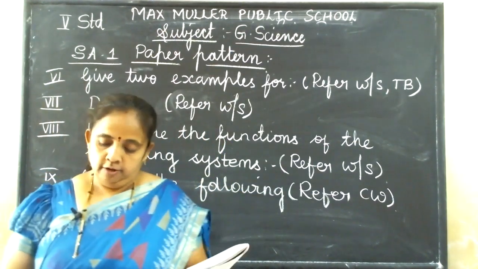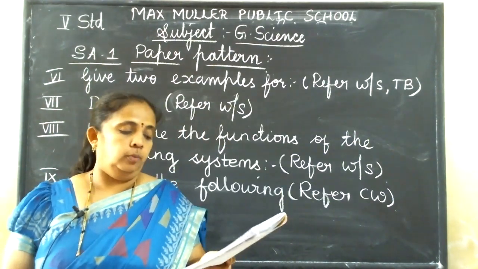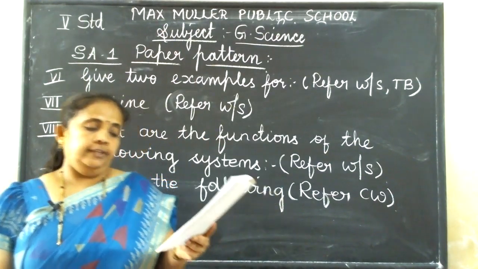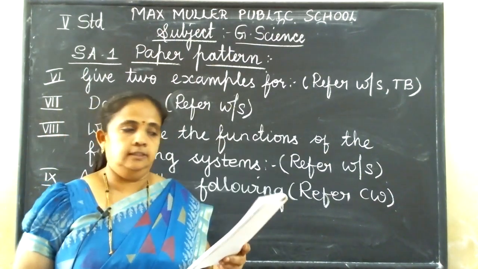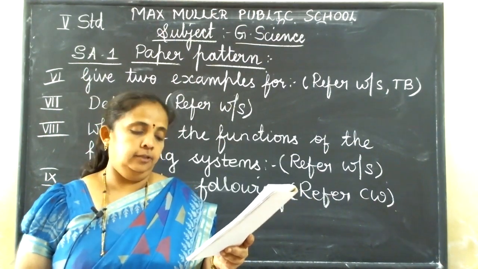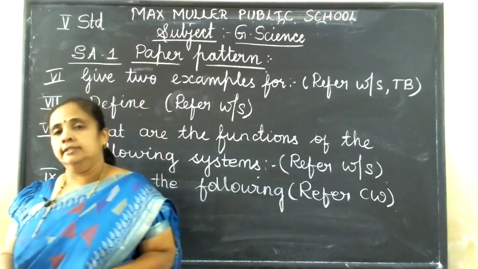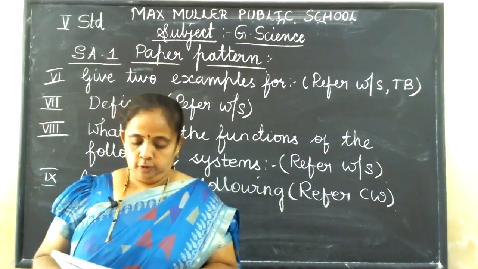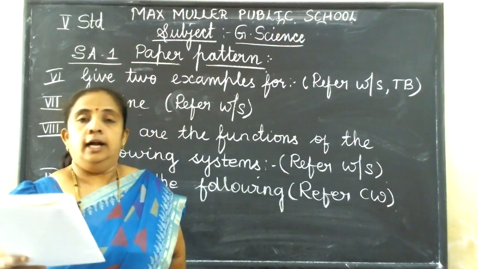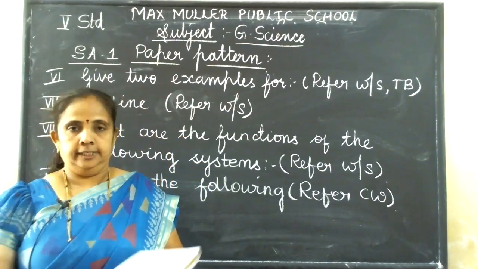First question was, name the parts of plants from which vegetative propagation can be done. This is from first lesson, growing plants. Vegetative propagation can be done through underground stems, roots, leaves, and stem cuttings.